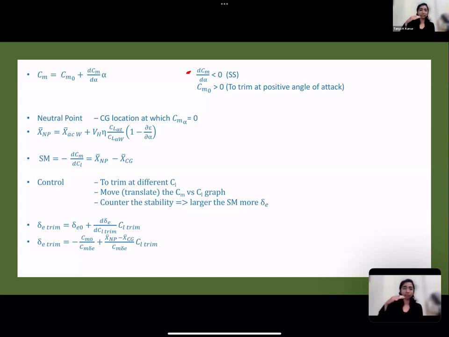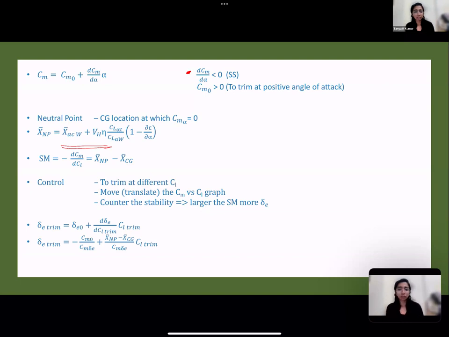So if your CG is at the neutral point and you deflect your elevator, the aircraft will just attain the new equilibrium point at the new position. It will not try to come back to the original equilibrium point. It will also not go away from the equilibrium point. Stable aircraft will try to come back. Unstable aircraft will keep deviating further, and neutrally stable aircraft will attain a new equilibrium point at the deviated, disturbed location.